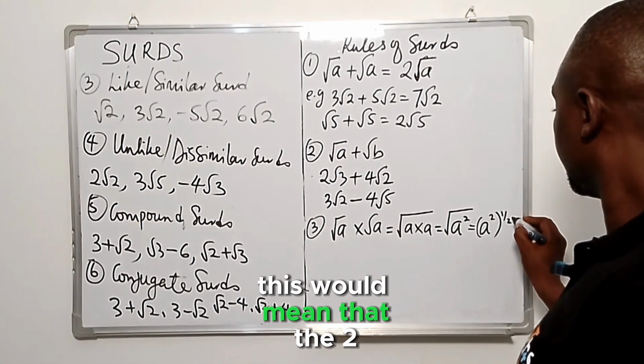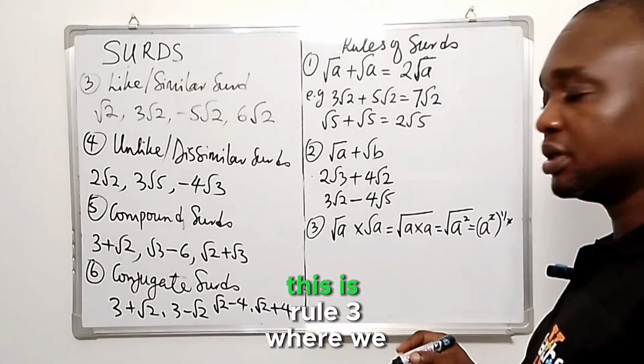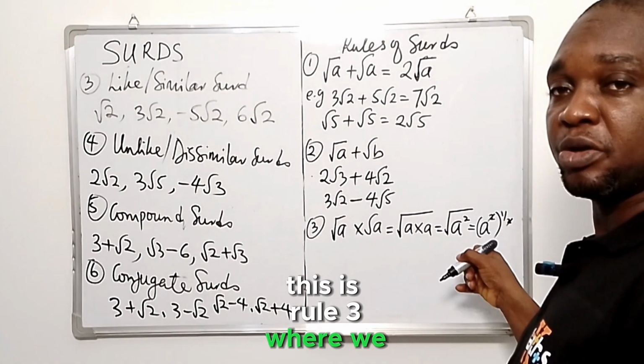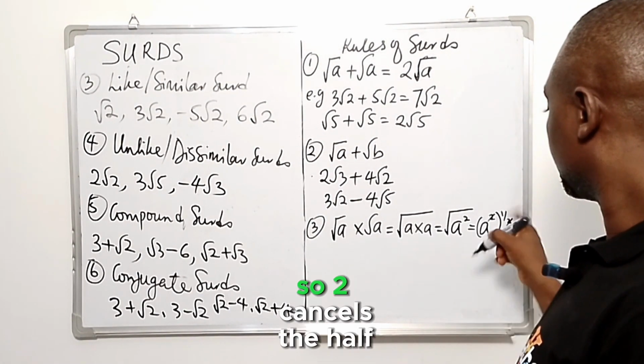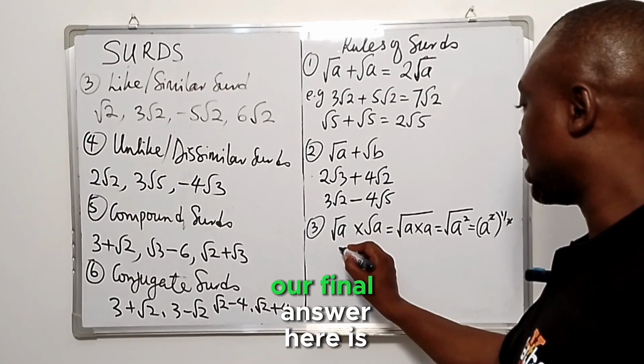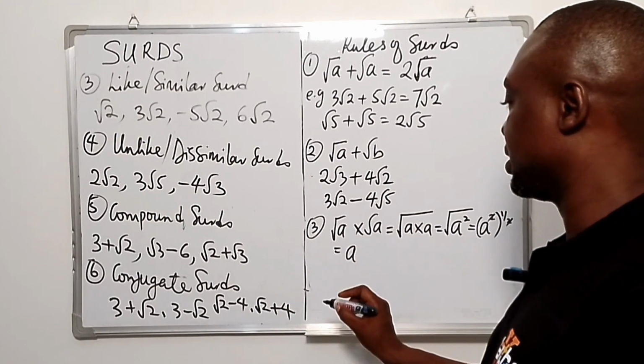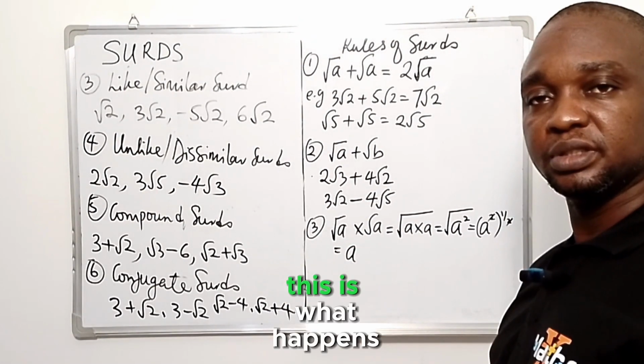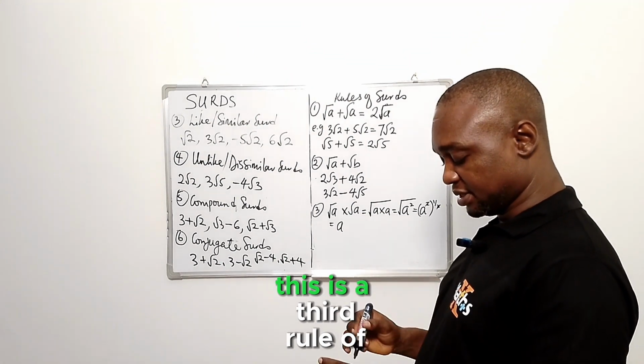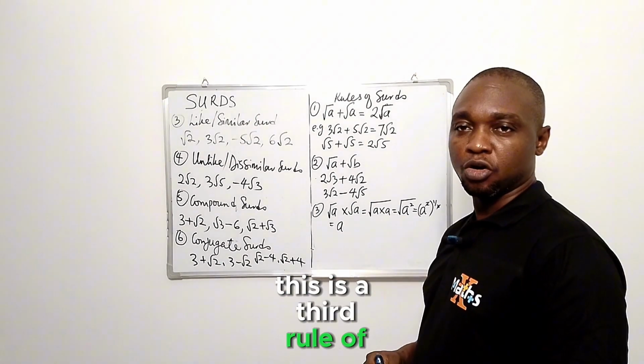This would mean that the 2 will cancel the 2. This is rule 3, where we had the product law. So 2 cancels the half. So our final answer here is what? A. This is what happens. This is the third rule of surds.